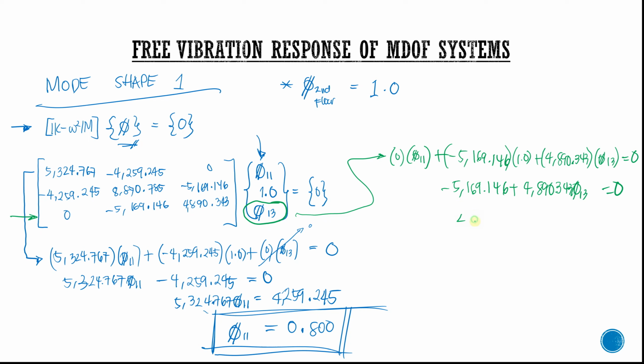Then we're left with 4,890.343 phi 13 is equal to positive 5,169.146. Now we'll be able to calculate our mode shape 1 for the third floor, which is equal to 1.057.